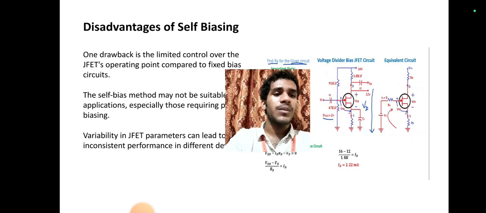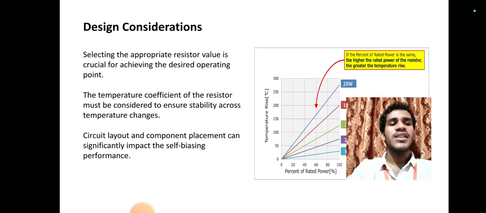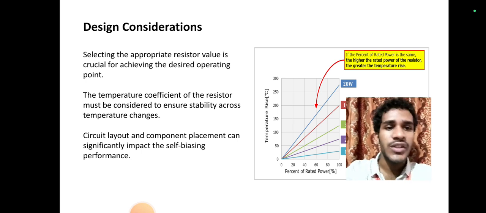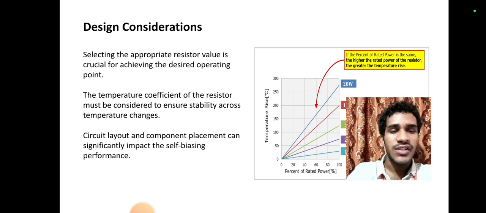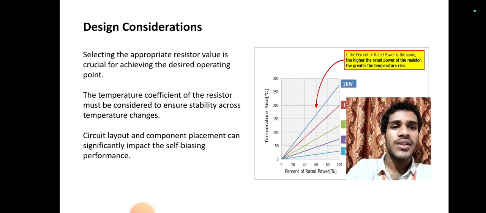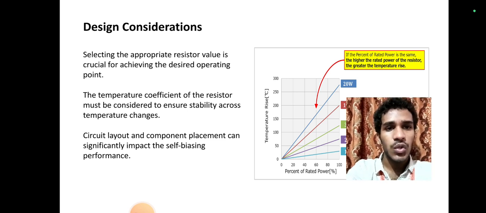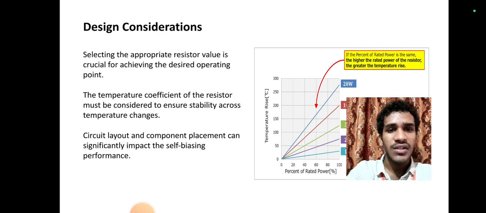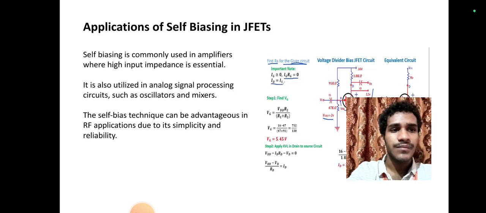Here we can observe the picture. First we remove the capacitors, and next there is an equivalent circuit, the voltage divider bias JFET. Design consideration: how will you plot a graph of this JFET self biasing circuit? Selecting the appropriate resistor value is crucial for achieving the desired operating point. The temperature coefficient of the resistor must be considered to ensure stability across temperature changes. Circuit layout and component placement can significantly impact self biasing.